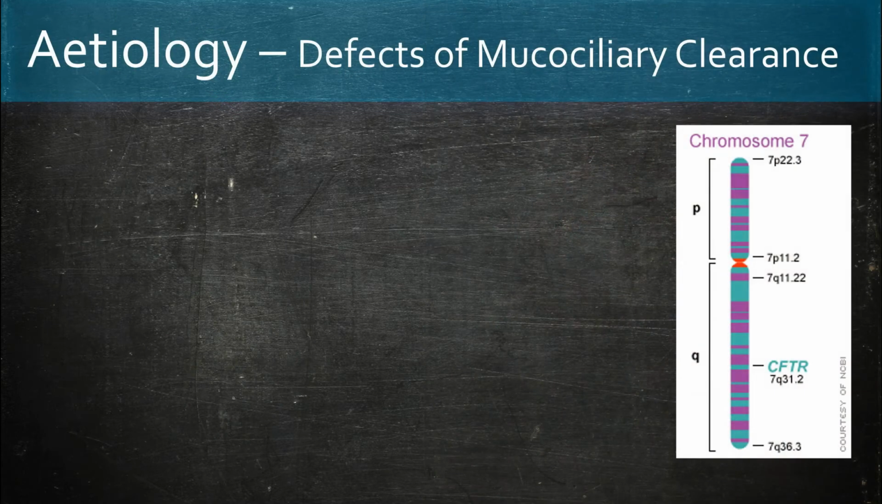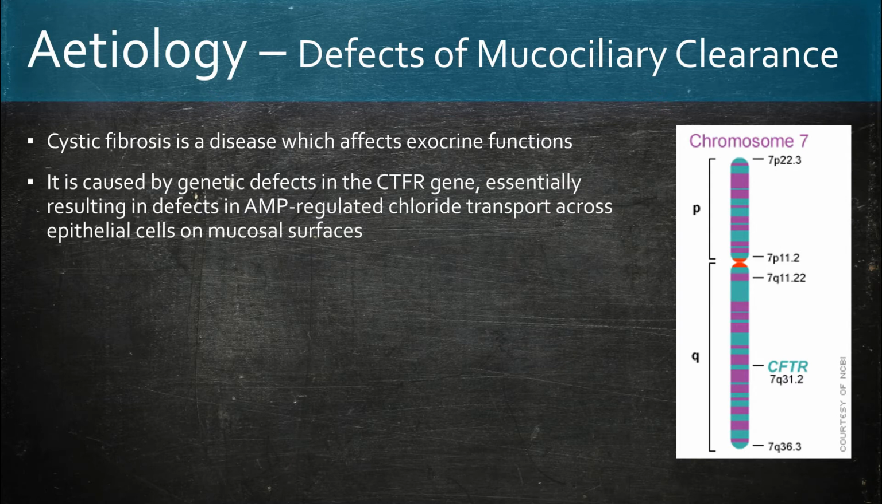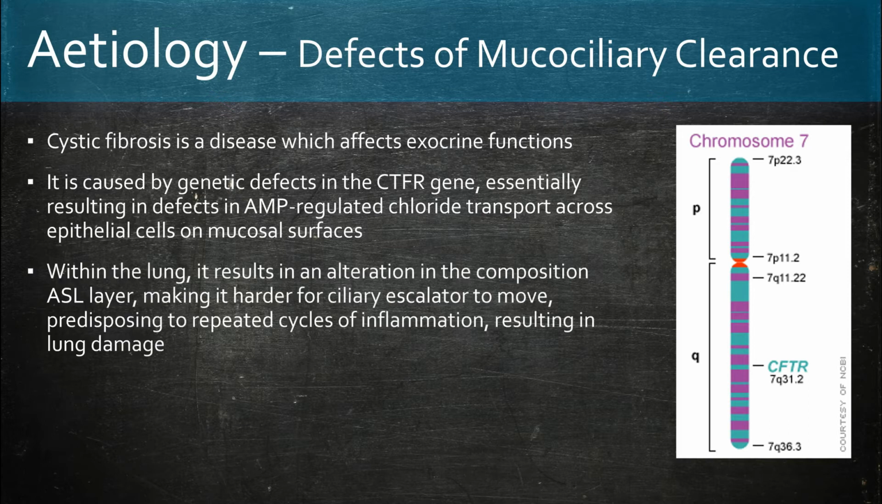So cystic fibrosis is the second most known cause of bronchiectasis. Defects in the CFTR gene mean chloride ion transport is hampered. Essentially, this leads to an alteration in the ASL layer, making clearance harder. Stagnant mucus therefore predisposes to repeated cycles of inflammation, resulting in lung damage. More on that later.